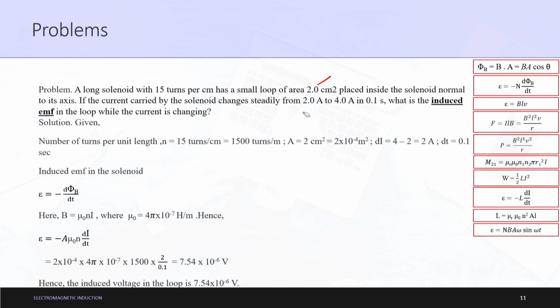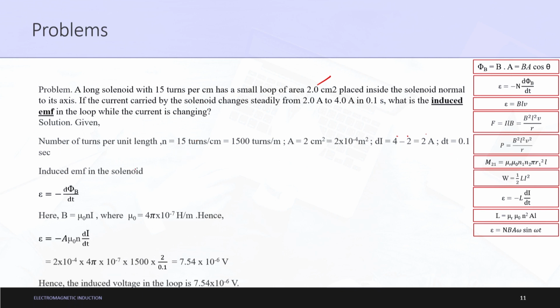Let us move on. So, what is the induced EMF? The question is that the induced EMF has to be calculated in the loop while the current is changing, that is di by dt is changing, and you need to calculate the value of EMF produced. So, please look over the solution now. These are all the given values: small n is given, capital A is given, di is final minus initial, hence it will be plus 2 amperes, and dt is given. dt is always positive.